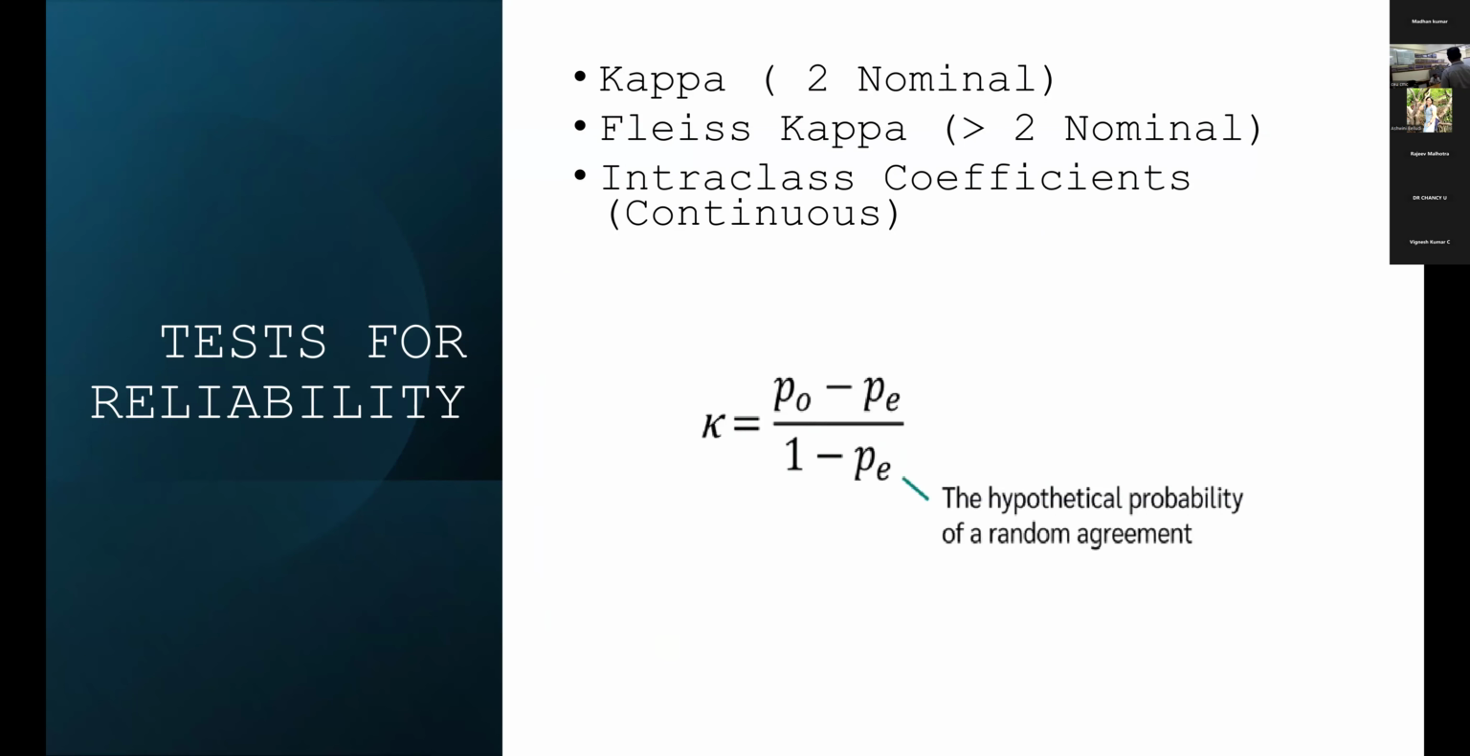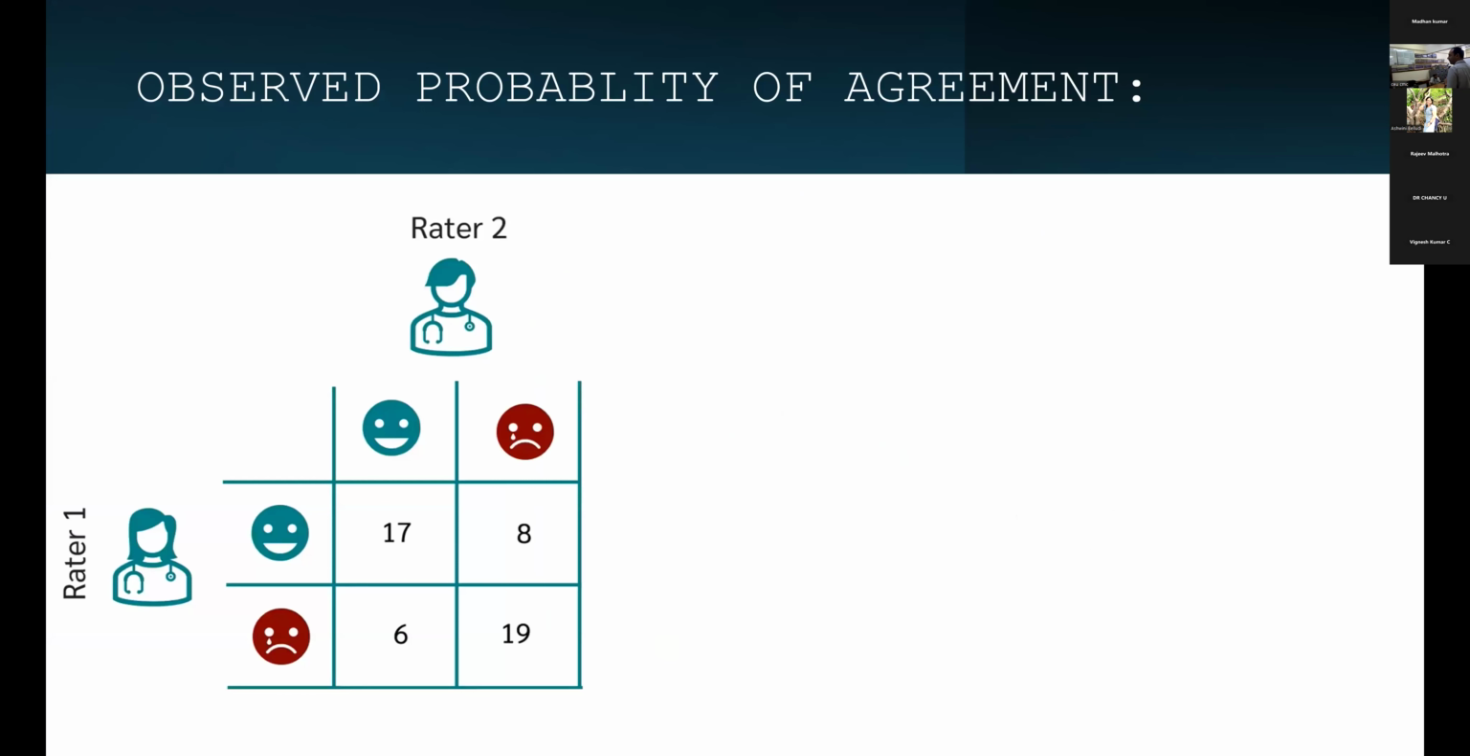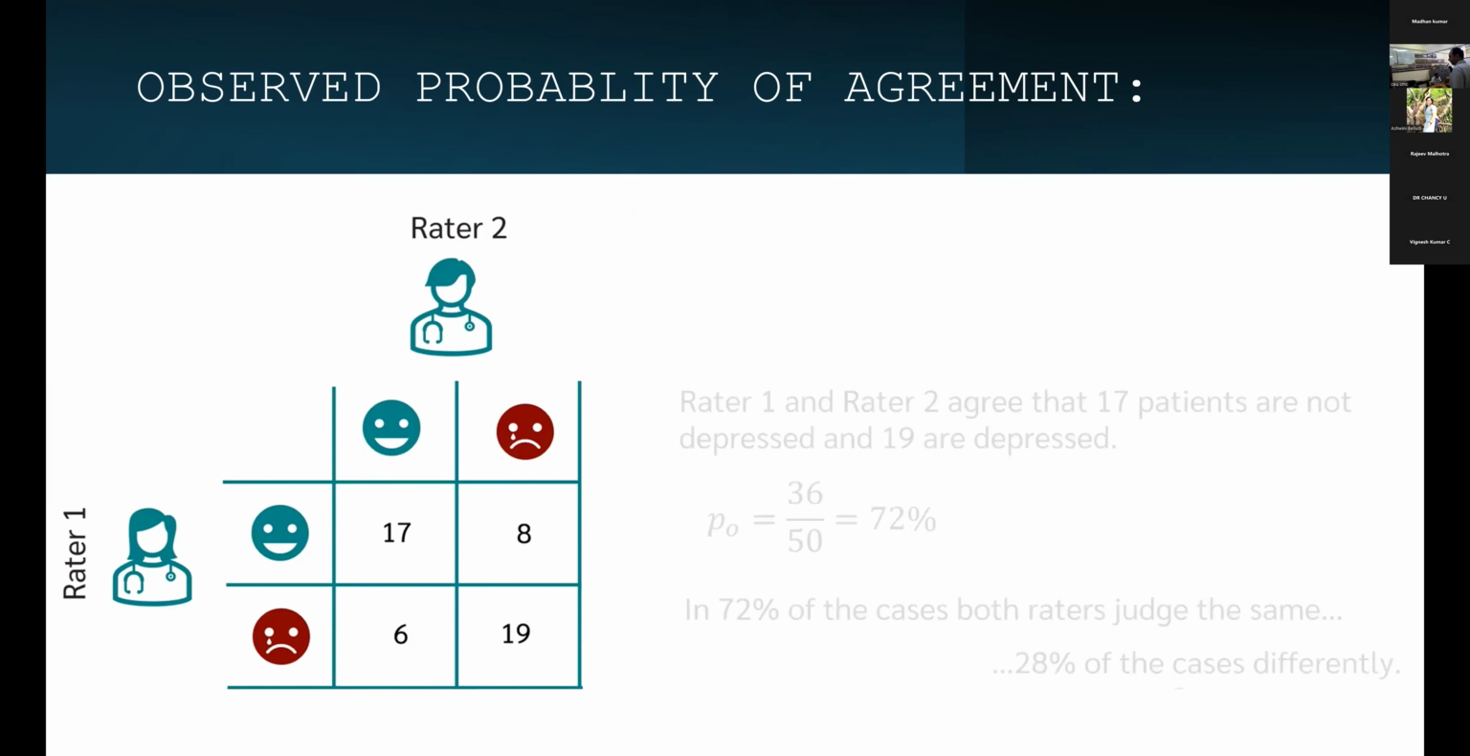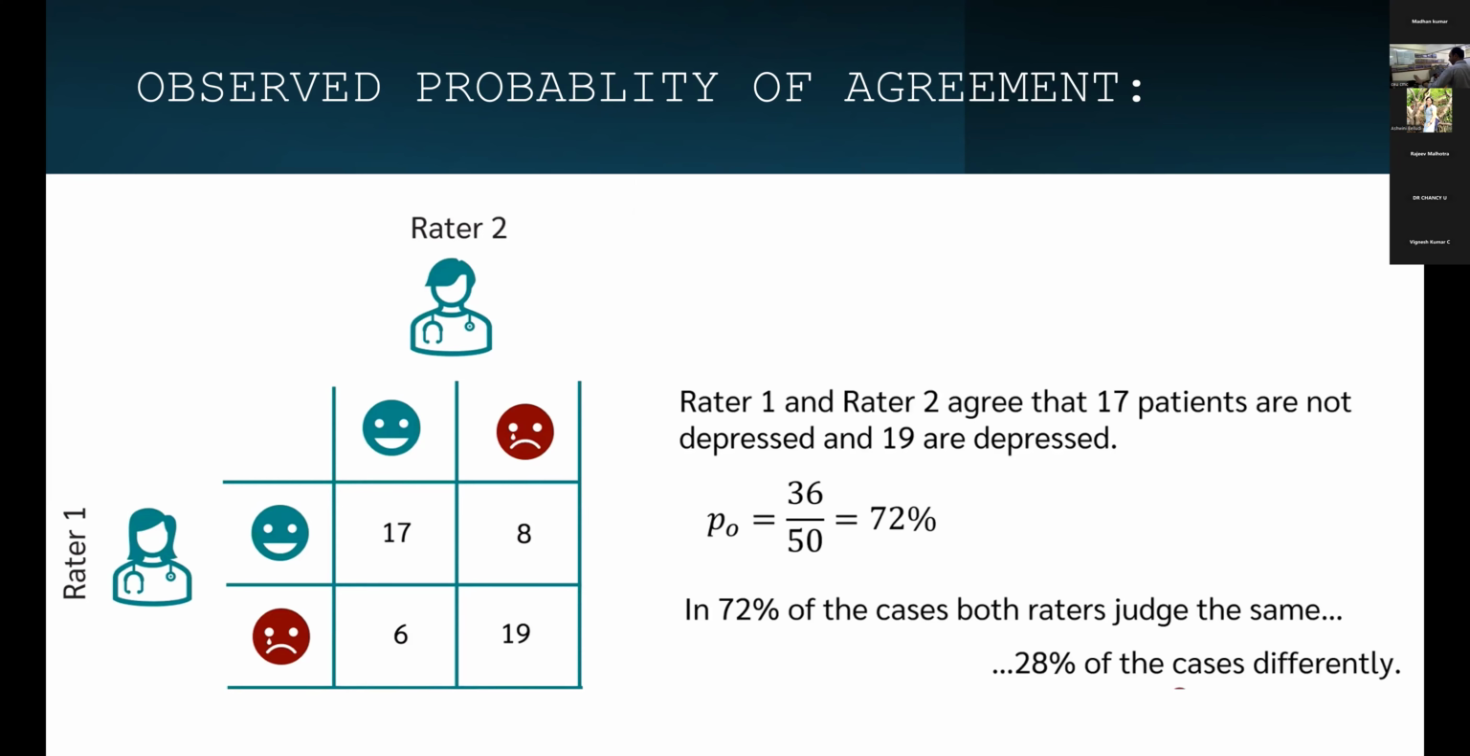So we look at how these are derived and what they mean. Again, one more example. Can anyone tell me what is the agreement in this set? Same example. How much do these two raters agree now using these numbers? 36 out of 50. It's the same as the concordance. That's how much they agree. So they agree that for 36 out of 50 patients, they are in agreement whether they're depressed or not. That is the concordance.